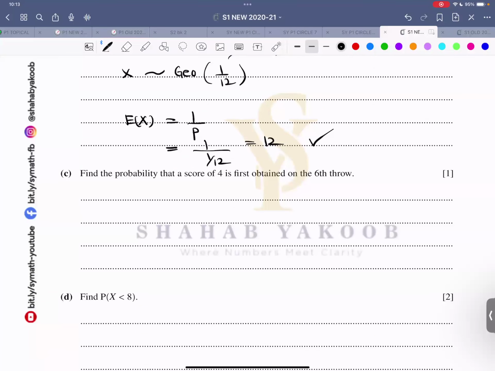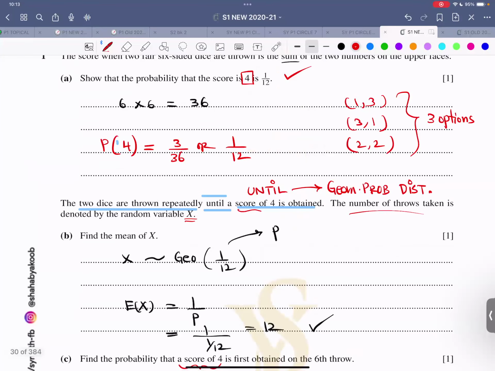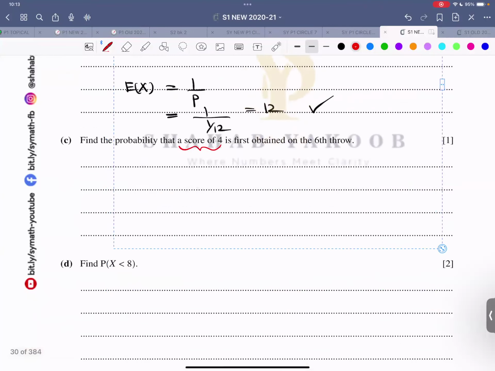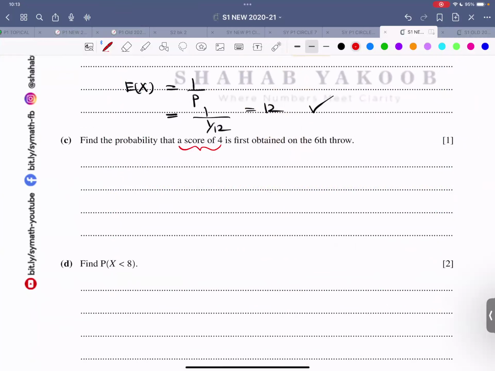Now it says find the probability that a score of 4, again, the success is getting 4. You are throwing it until a score of 4 is obtained. Find the probability a score of 4 is first obtained on the 6th throw. Now there are two results which are very, very common. Let me highlight it for you. The first result that we should be aware of, let me write at this corner, one result in red and the other result in green, which are very, very common.